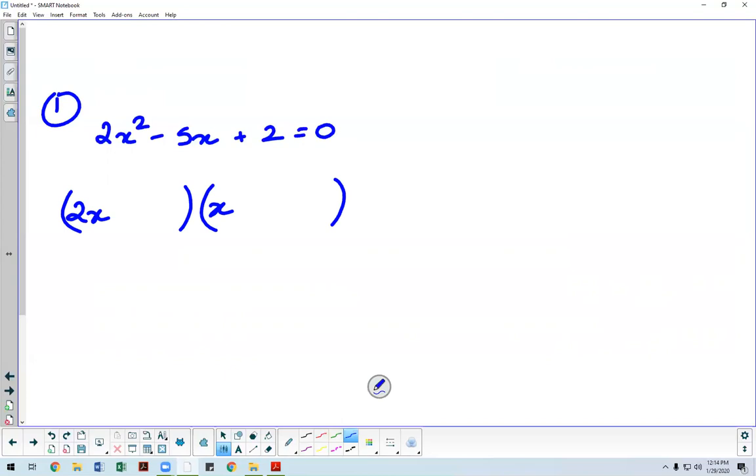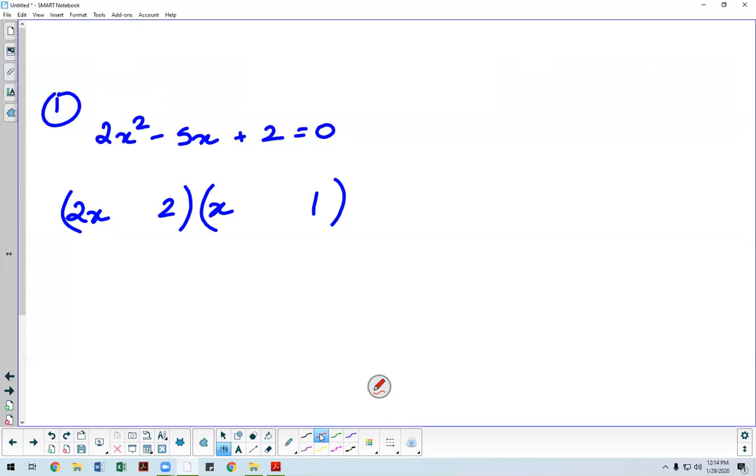And then you would do the same thing with that last term, the constant term, which is 2 and 1. Now the idea is, in what order do we put that 2 and 1 such that we go back to getting that negative 5x? So this is where you want to check and see, is this going to give me what I'm looking for?